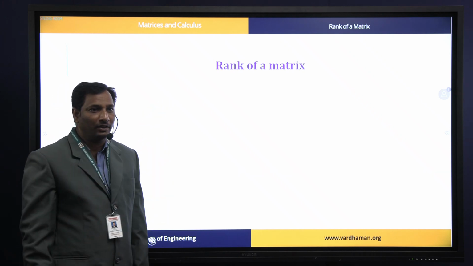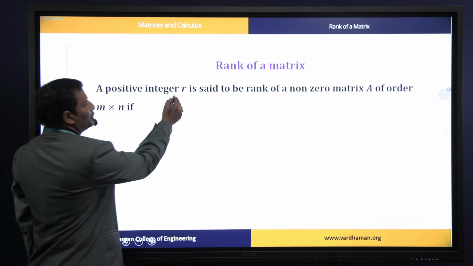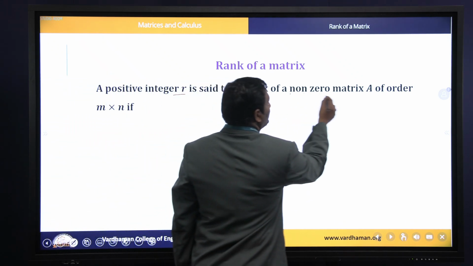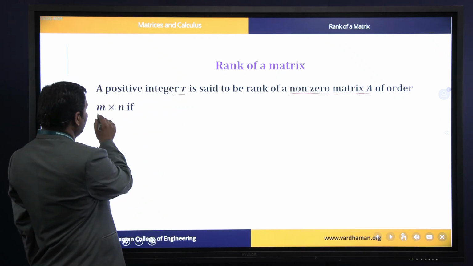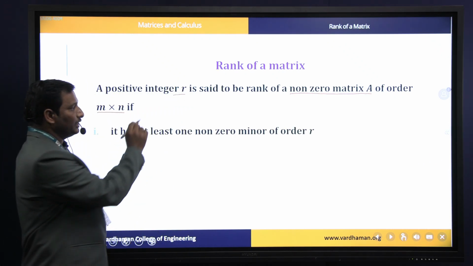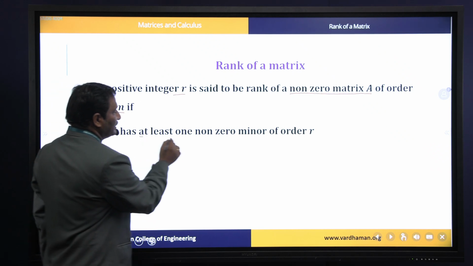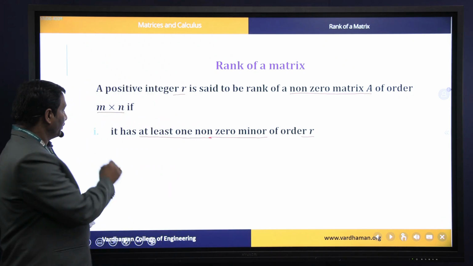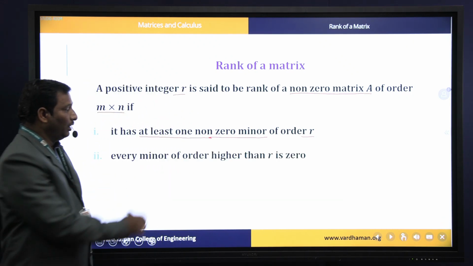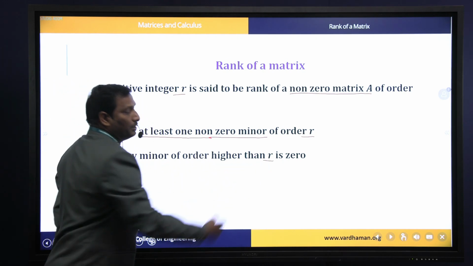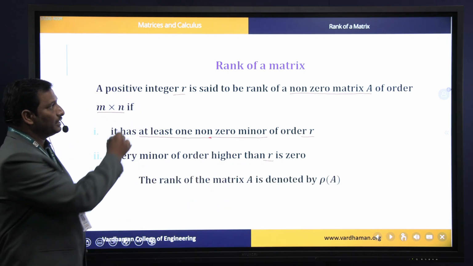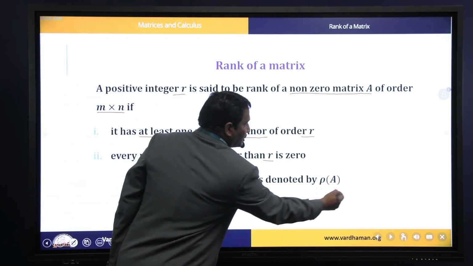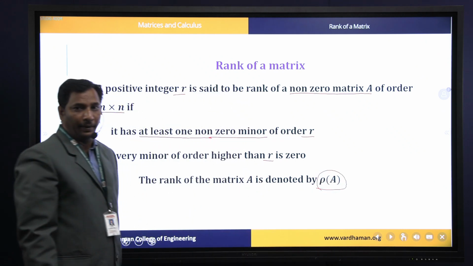Now we'll define the rank of a matrix. A positive integer R is said to be the rank of a non-zero matrix of order m by n if it satisfies these conditions: it has at least one non-zero minor of order R, and every minor of order higher than R must be 0. If it satisfies these two conditions, then R is said to be the rank of the matrix, and the rank of a matrix is denoted by rho of A.